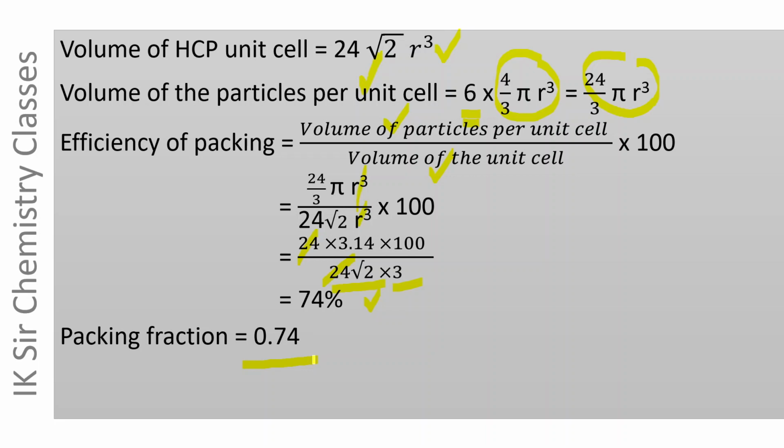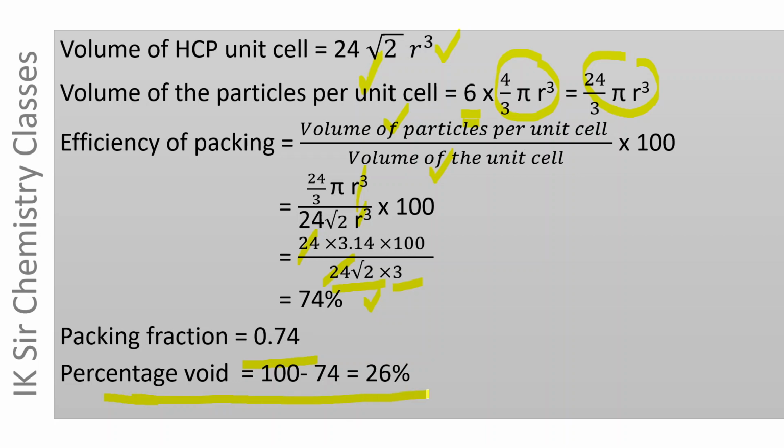Thus, we have calculated the efficiency of packing in various types of unit cells, and let us summarize the findings of these calculations. The percentage void in HCP unit cell is 100 minus 74, and it is equal to 26%. In HCP unit cell, 74% space of the unit cell is occupied by particles, while 26% of the space is vacant.